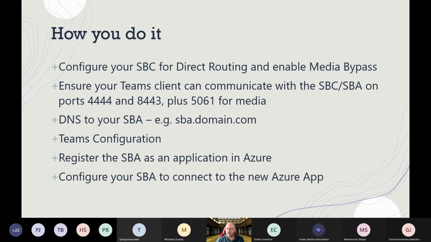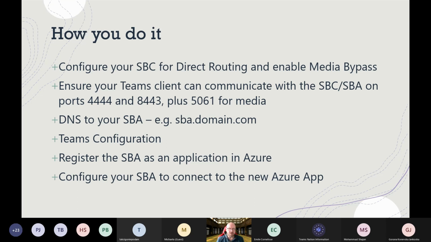So how do you do the SBA configuration? As it says here, you've got to make sure that you configure your SBC for direct routing. That's a given. And you have to enable media bypass. That's a requirement. So the media will go straight from the Teams client to the SBC and not go out over the internet to Teams via the media proxies and out to your SBC that way.